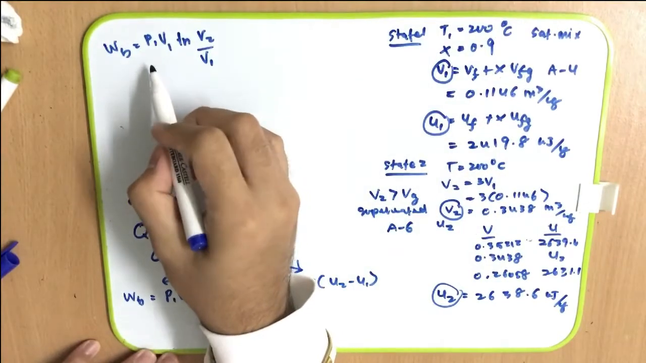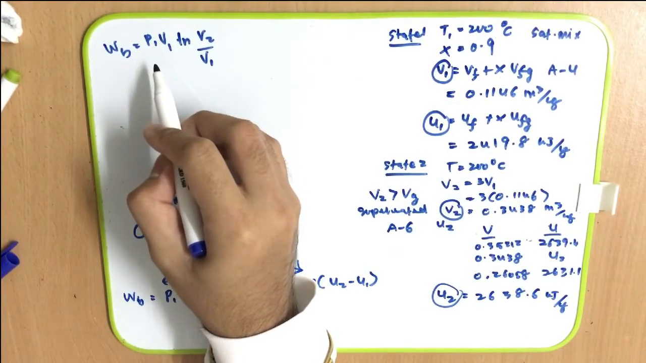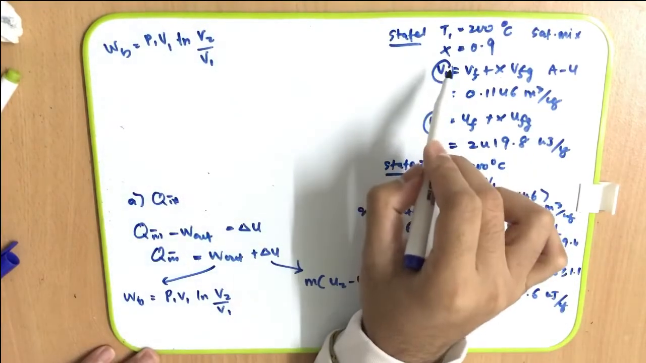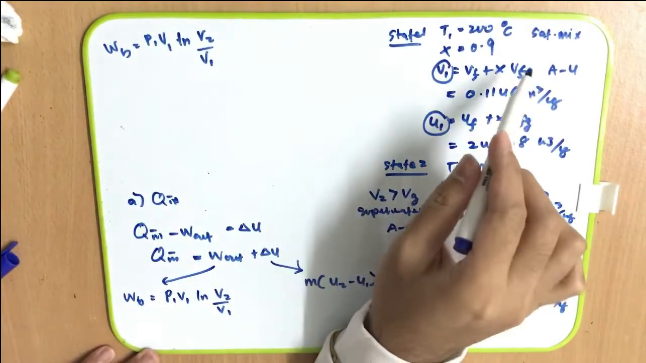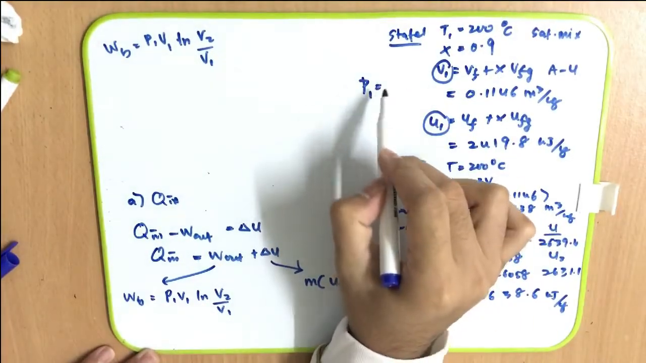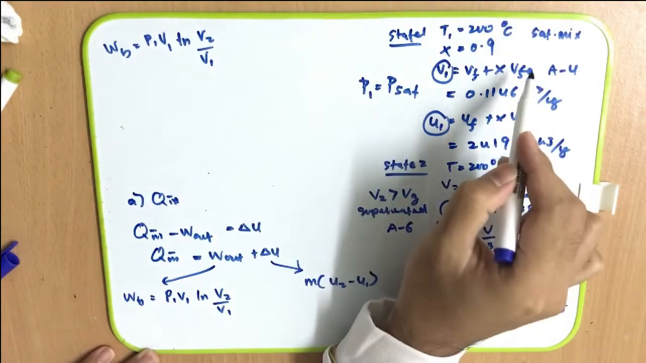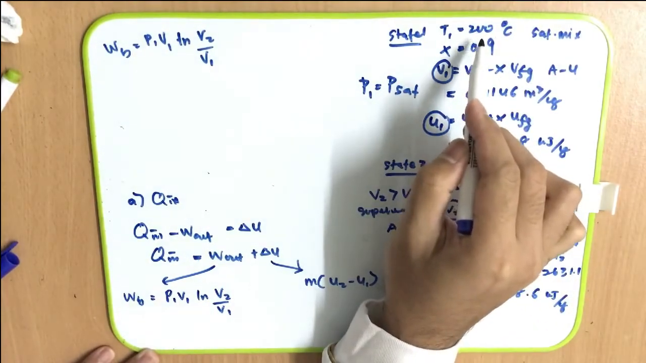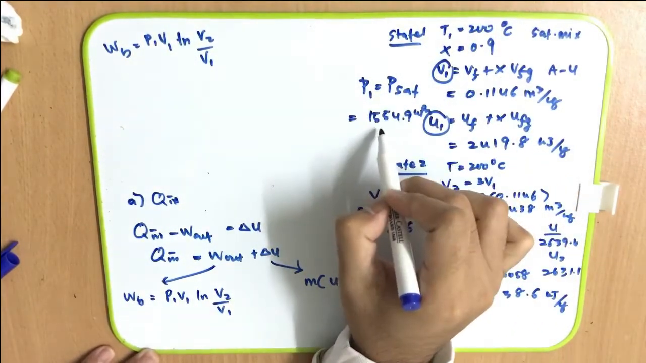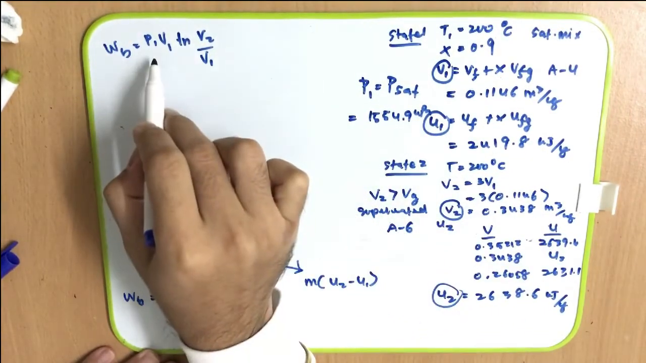Before we can start calculating, we have to find P1 first, because P1 is not given in the question. So we look at state 1. Because state 1 is a saturated mixture, that means pressure 1 is equal to P saturated. The P saturated from table A4 at temperature 200 degrees C is equal to 1554.9 kilopascal. So we can substitute into this equation.